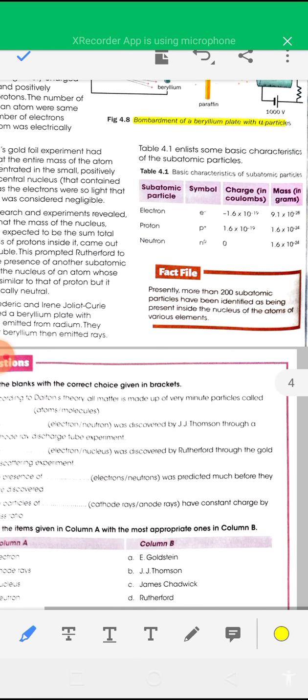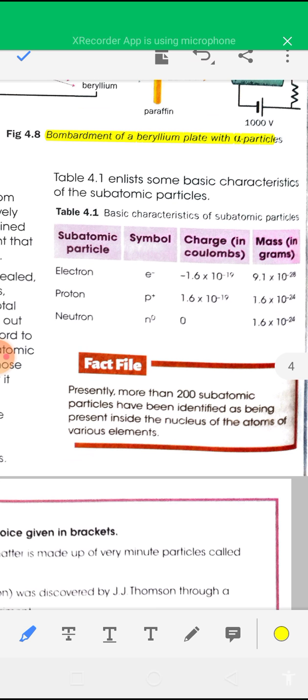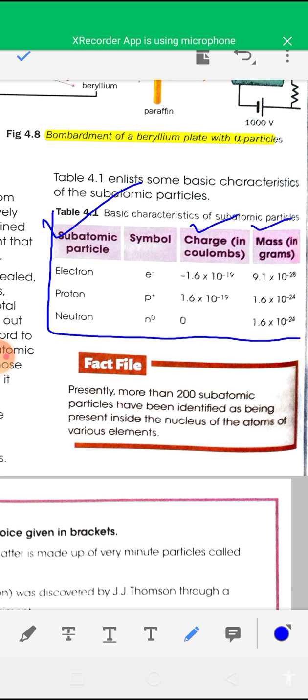Now see here, the charge of different subatomic particles and their symbols are also given. Electron is e minus, proton is p plus, neutron is n0, because neutron is electrically neutral. Charge in coulomb is also given. Mass of electron, mass of proton, mass of neutron is also given. Mass of electron is much less than mass of proton and neutron, and mass of proton and neutron is almost similar.